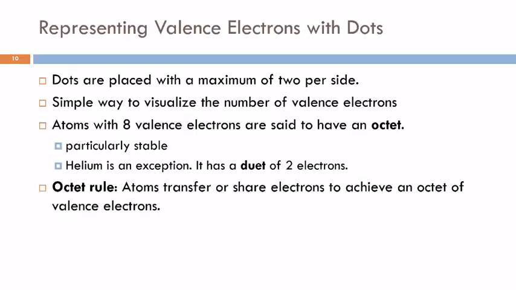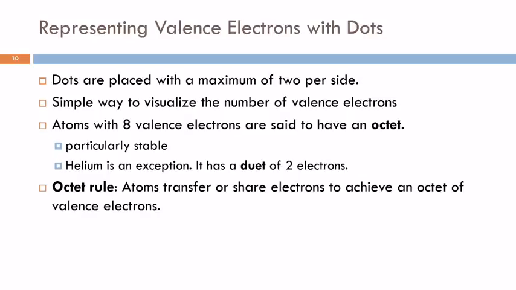As a convention, the way we place the dots is a maximum of 2 per side. We're going to put them singly at first and then pair up as needed. And we do this for convenience, really. It's a little bit like looking at dice, right? We recognize the pattern of the dots on the dice, and so you don't have to count the little black dots to know it's 6.